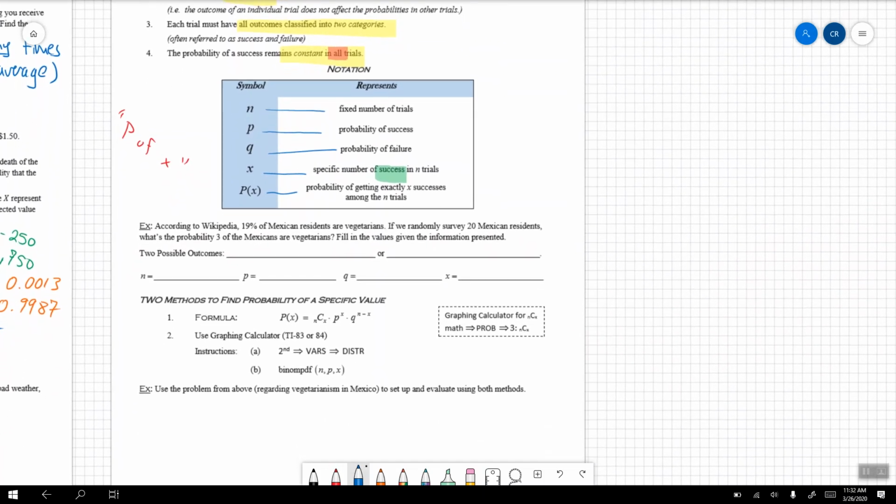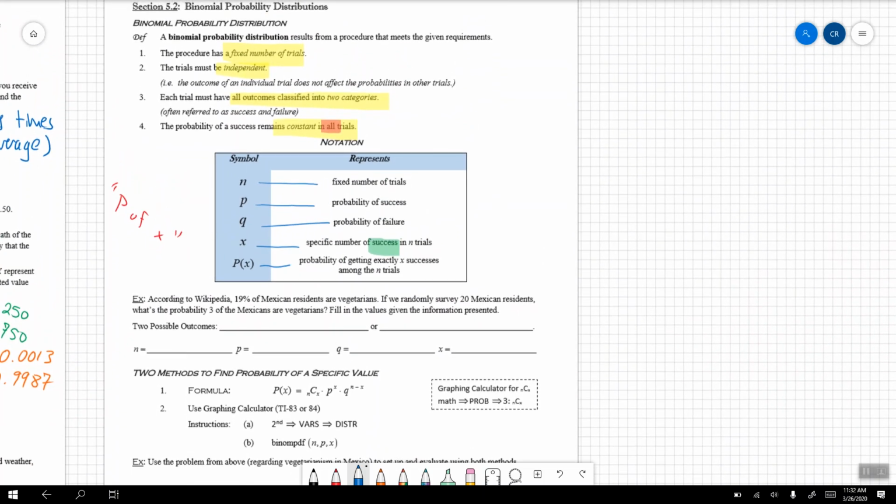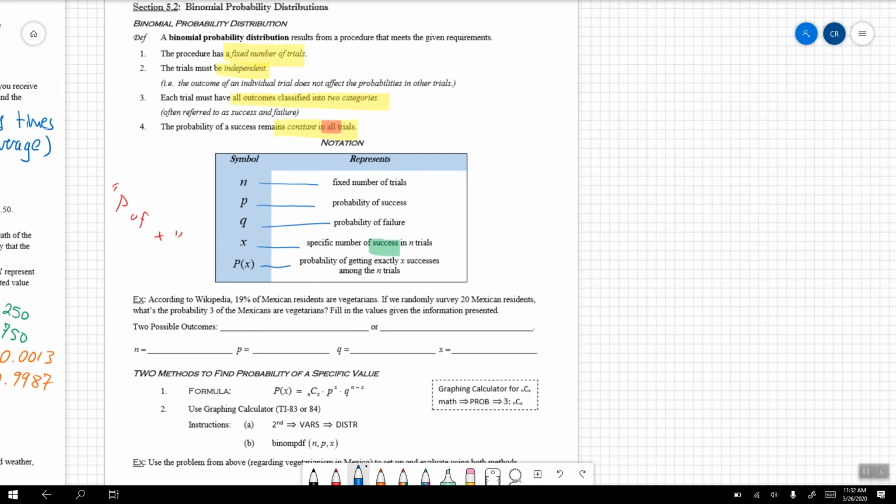So let's see if we can dissect all of this with the example down below. The example says that according to Wikipedia, 19% of Mexican residents are vegetarians. If we randomly survey 20 Mexican residents, what is the probability that 3 of them are vegetarians? So fill in the given values with the information presented.